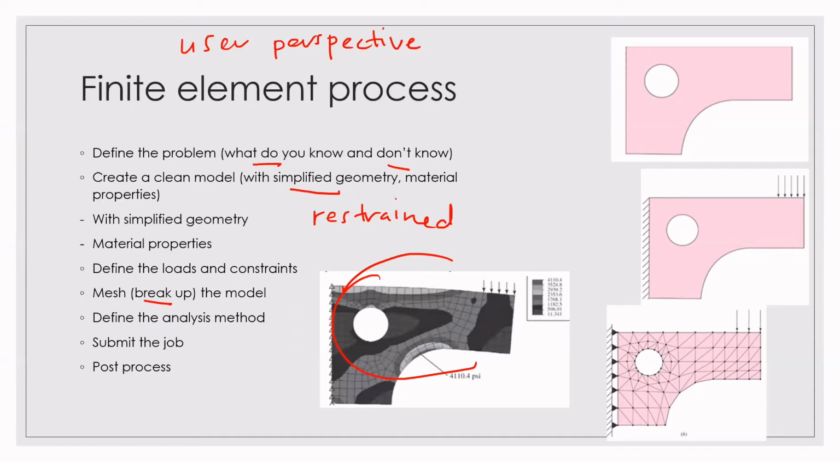Then what we have to do is define how you're going to analyze it. What is the relevant physics behind the problem? Then submit the job to the computer to go solve it using software. And then finally, you will get the results in terms of the deformed shape, the stresses, the energy content in strain, and all kinds of information comes back, and then you need to determine if it is reasonable. You need to go through a post-processing operation. So that's an overview of the user perspective of the finite element process.